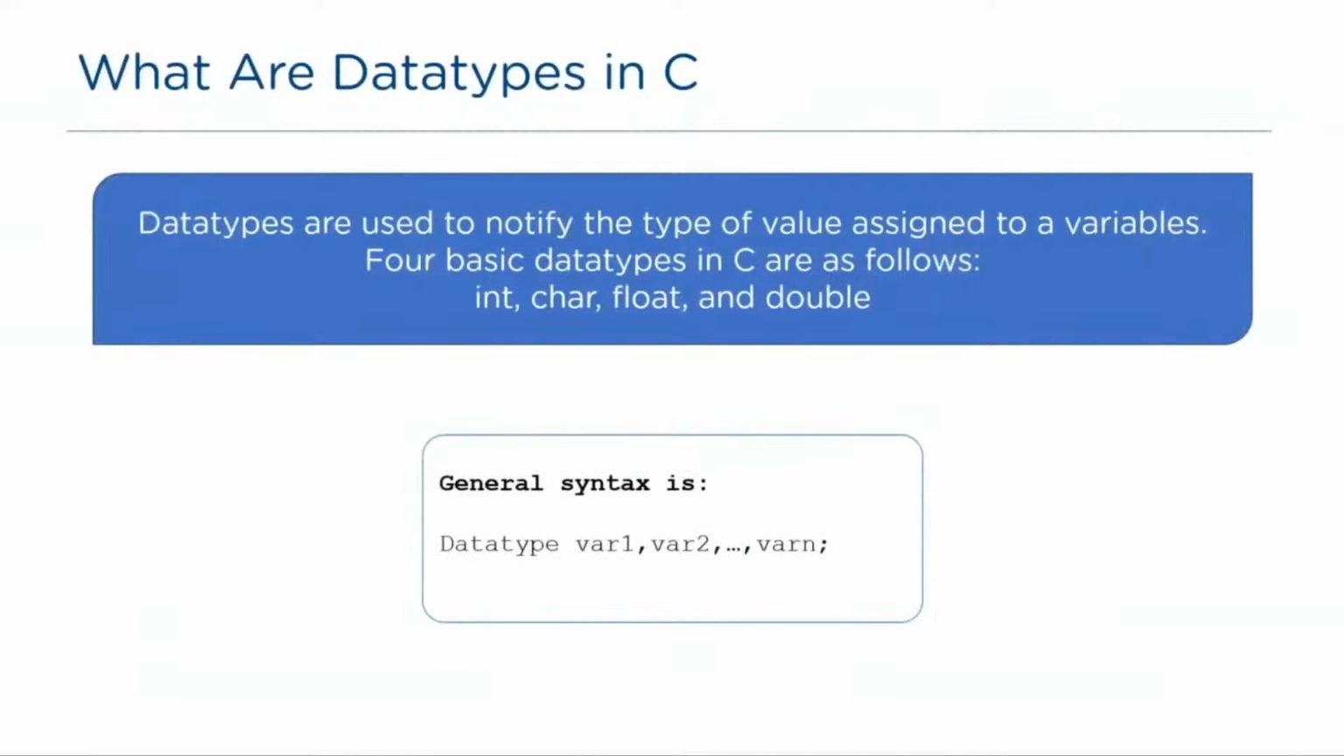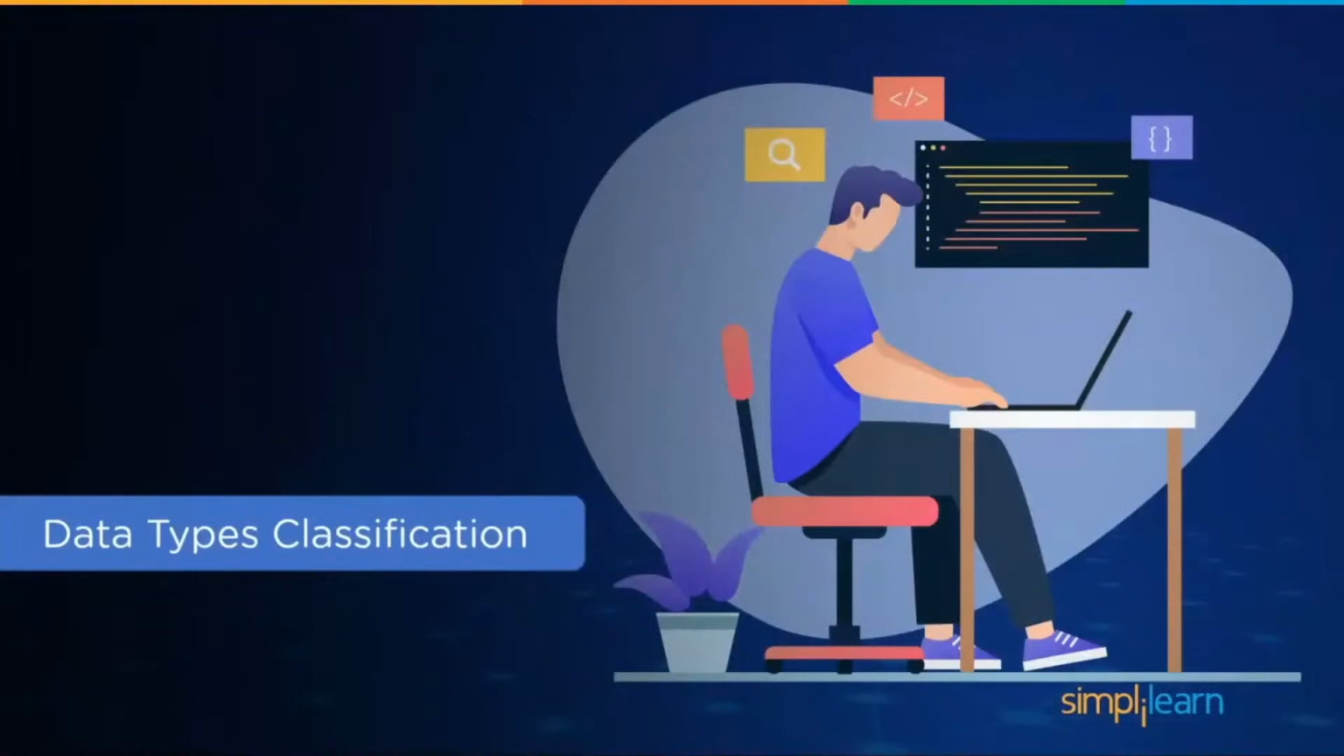Data types are used to notify the type of value assigned to a variable. Four basic data types in C are int, float, char, and double. And the general syntax of data type is data type, variable list, and semicolon at the end. Great! Now that we know what data types in C are, let us understand the classification of data types.